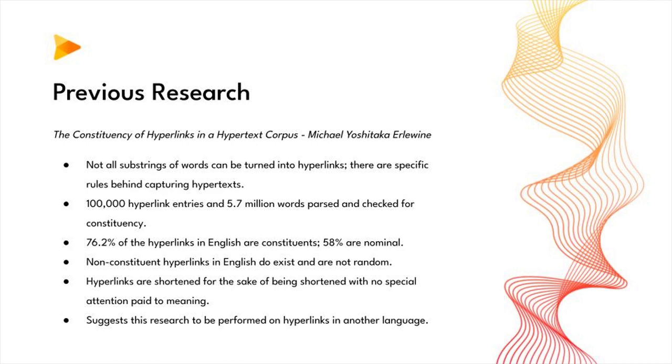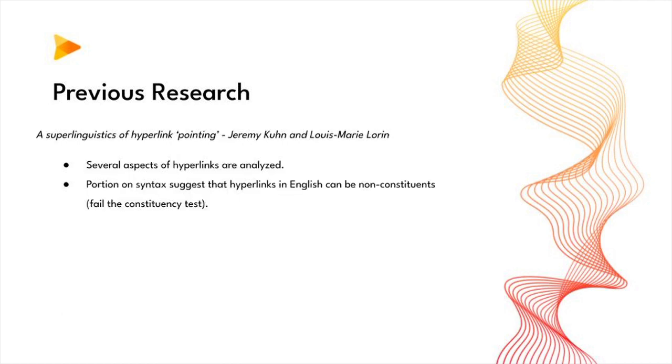The research used a linked data collection with more than 100,000 hyperlink entries and 5.7 million words. These hyperlinks were parsed and checked for their constituency type. The results indicated that 76.2% of the hyperlinks in English are constituents, while 58% are nominal. One of the study's conclusions is that non-constituent hyperlinks in English exist and they are not random. One of the stated potential steps for further research is to examine how non-constituent hypertexts behave in another language.